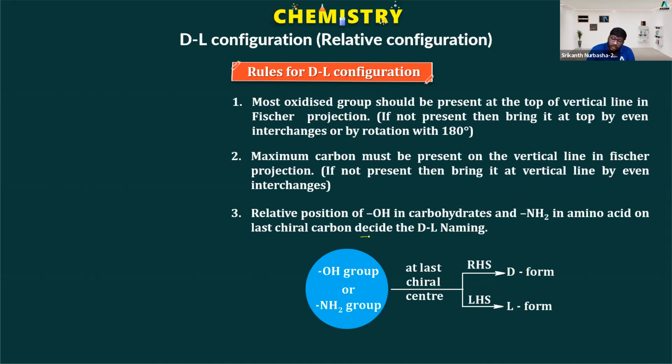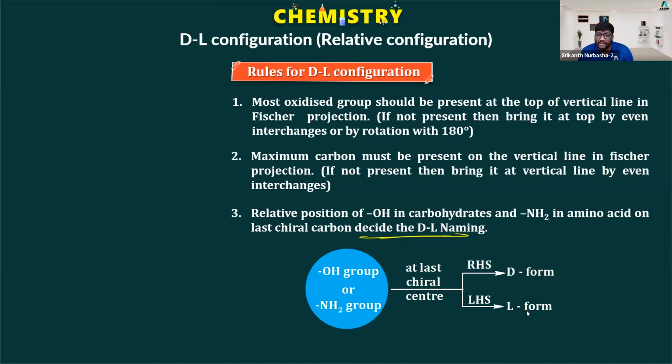Decide the DL naming. On the last chiral carbon, if you have the OH group on the right hand side or the NH2 group on the right hand side, OH or NH2 on the right hand side means D. On the left hand side, if they are present, that is said to be L. Right hand side is D, left hand side is L. Is that clear, students?